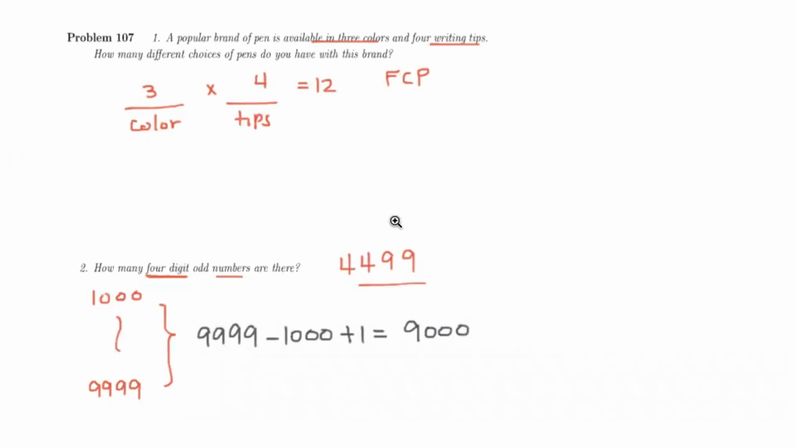There are 9,000 4-digit numbers. Half are odd, half are even. So half of this is 4,500. This is what I said, Jeremy. It's close enough because you just missed one. You forgot to count the first number. So this is one way to do it.